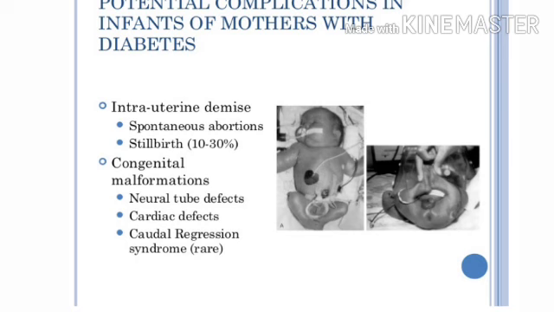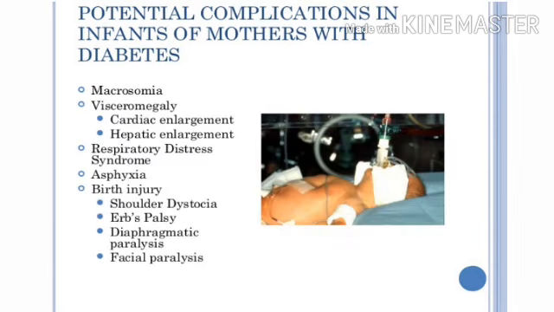Macrosomia is one of the common and important complications of gestational diabetes mellitus. Macrosomia means increased weight of the fetus. The other complications of the fetus include asphyxia, birth injury. It is also due to increased weight of the fetus. Birth injury like shoulder dystocia, Erb's palsy, diaphragmatic paralysis, facial paralysis, etc.